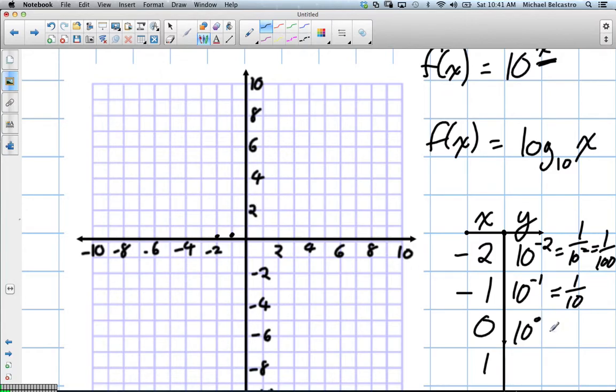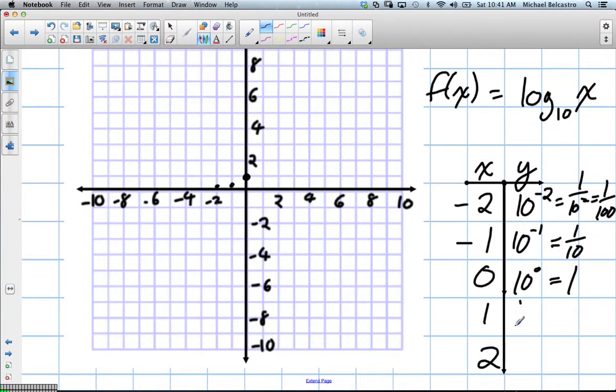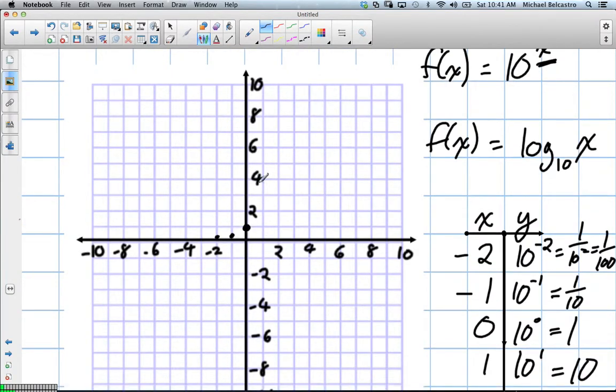10 to the power of 0 is going to give us what value? 1, exactly. So all of our exponentials, unless they have some type of transformation to them, are going to go through that one point there on your y-axis. 10 to 1 will give us 10. And then finally, 10 to 2 is going to be 100, but that's not really going to fit with what we have.